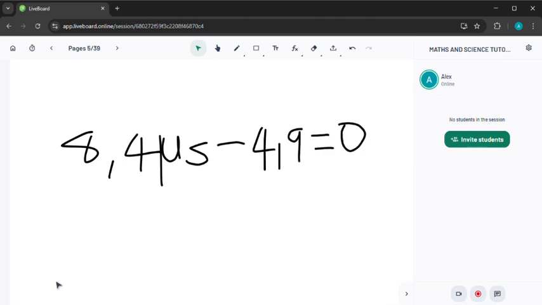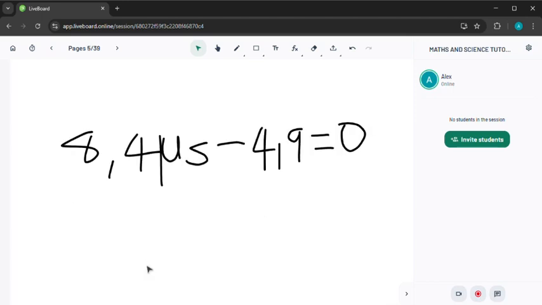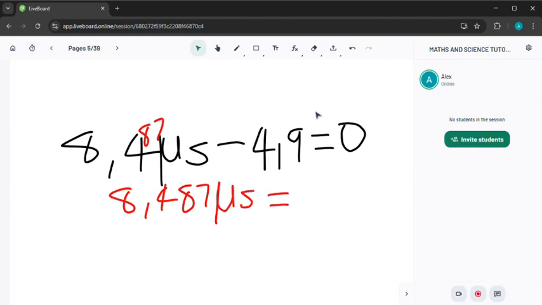Is it 8,4 or is it, let's verify that. It's 8,487. Yes, sorry about that. So please just write 8,487 there, and then also here it is 8,487. Yes. And therefore let's transpose this to that side. It becomes 8,487 times the coefficient of, in fact static frictional force, equals 4,9.